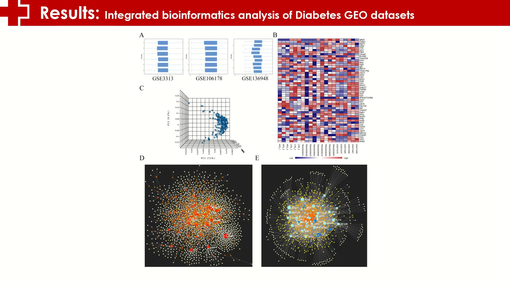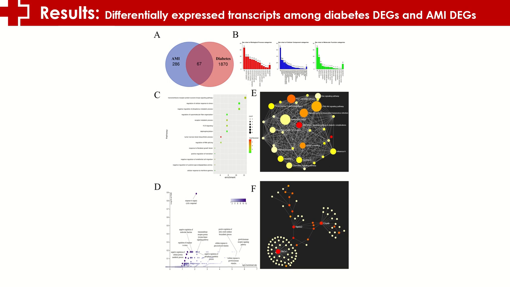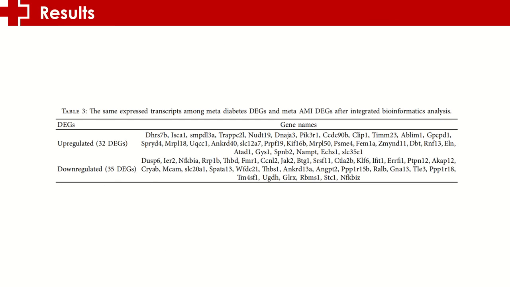The same analysis was also done for the diabetes GEO datasets. Figure C is the 3D PCA diagram, and figure E is the DEG protein-protein interaction network. Using a Venn diagram, the shared transcripts between acute myocardial infarction and diabetes were obtained. 67 DEGs were obtained, and table 3 is the DEG information, including upregulated and downregulated genes.